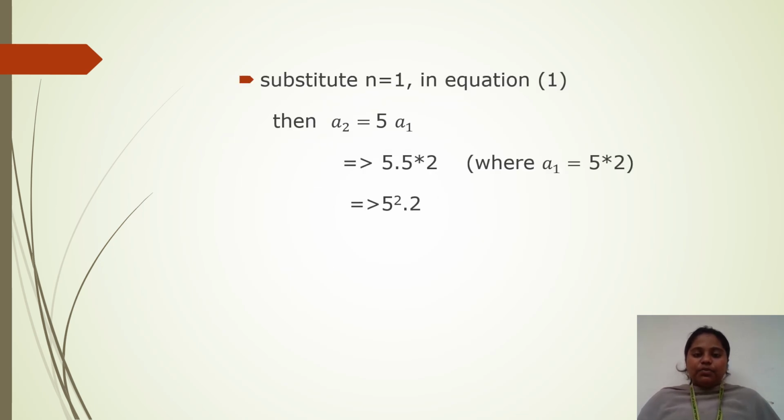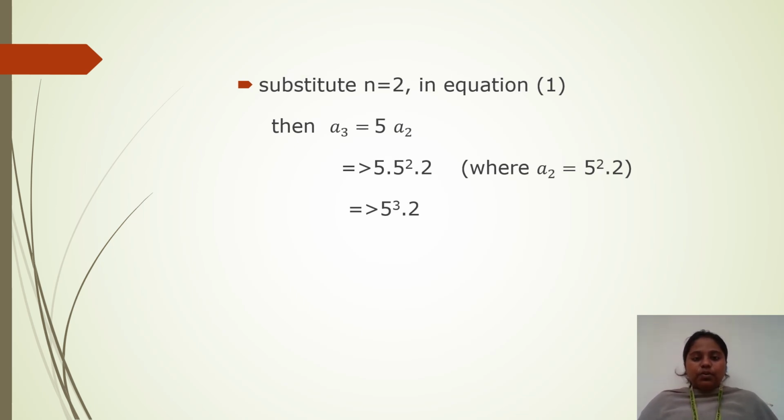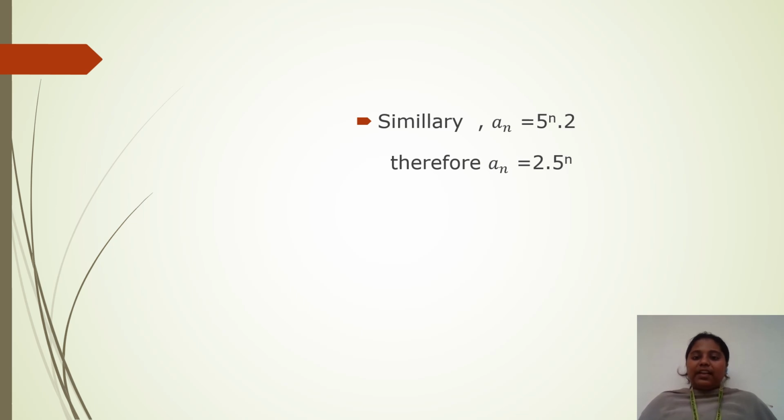Substituting n equals 1 in equation 1, a_2 equals 5 times a_1, where a_1 equals 5 times 2, which means a_2 equals 5 squared times 2. Substituting n equals 2 in equation 1, a_(2+1) equals 5 a_2, so a_3 equals 5 times a_2. We already have a_2 equals 5 squared times 2, so a_3 equals 5 times 5 squared times 2, which means 5 cubed times 2. Similarly, a_n equals 5^n times 2. Therefore, a_n equals 2 times 5^n.